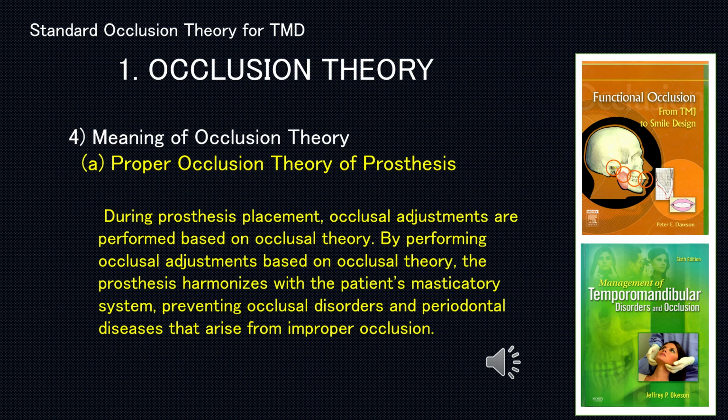A. Proper occlusion theory of prosthesis. During prosthesis placement, occlusal adjustments are performed based on occlusal theory. By performing occlusal adjustments based on occlusal theory, the prosthesis harmonizes with the patient's masticatory system, preventing occlusal disorders and periodontal diseases that arise from improper occlusion.